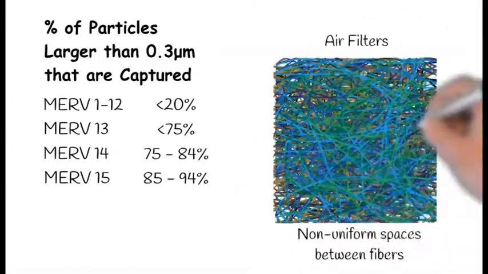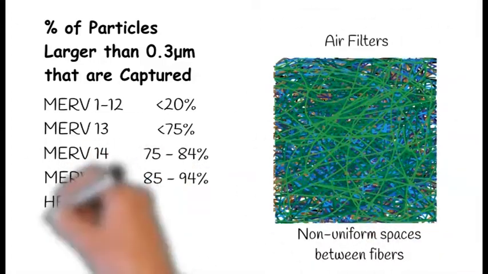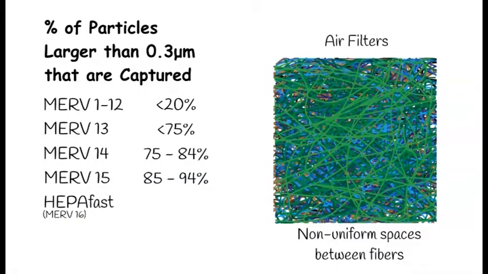MERV 16 is also known as a HEPA-fast filter. A HEPA-fast filter can stop more than 95% of particles larger than 0.3 microns. HEPA-fast filters are more commonly found in portable air cleaners rather than in HVAC systems.